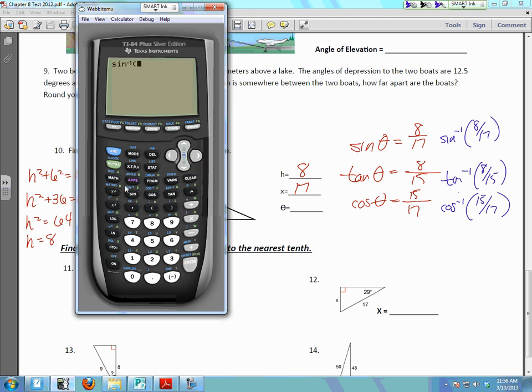Second sine of 8 divided by 17, 28.1. Second tangent of 8 divided by 15, 28.1. Same exact number. And second cosine of 15 divided by 17, 28.1. Okay, so it doesn't matter which one of these functions you used, you're going to get an answer approximately 28.1.